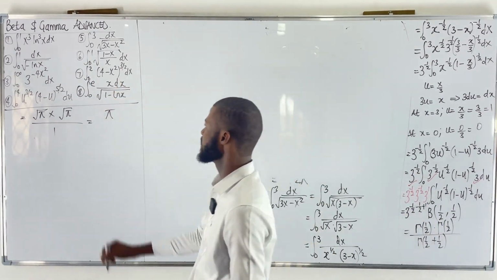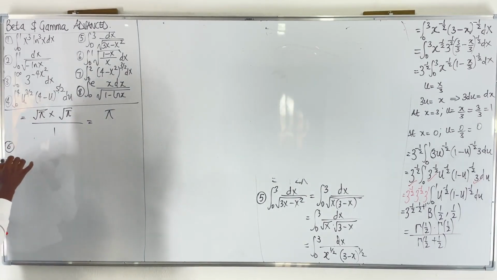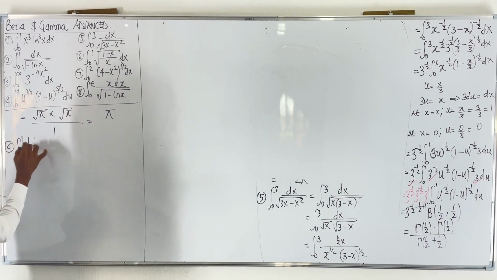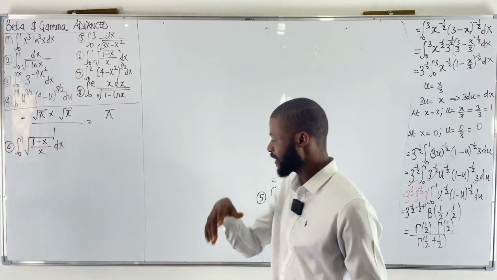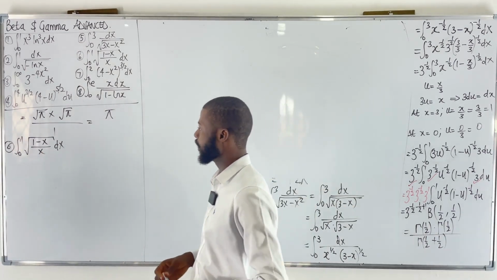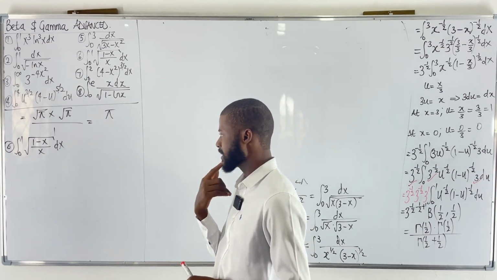So let us solve number 6. Let me see number 6. Integral from 0 to 1, root of 1 minus x over x dx. Now I have to solve number 6. So I had to pick up a call. So I have to solve number 6. What would I do about number 6?